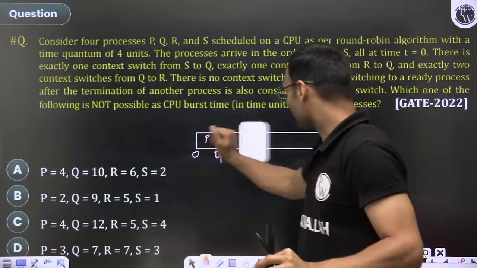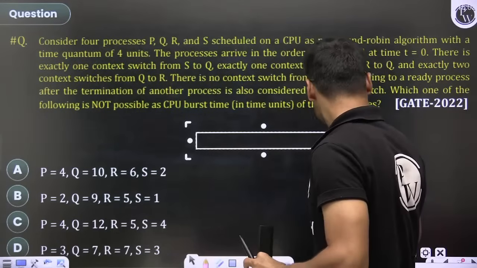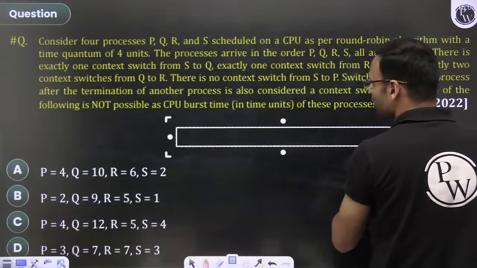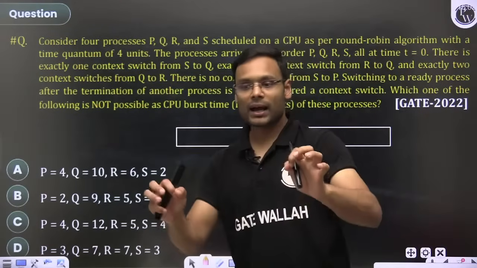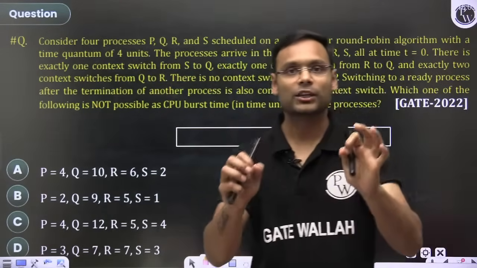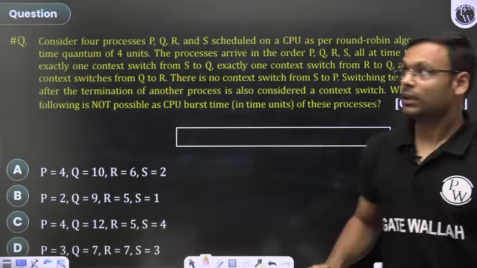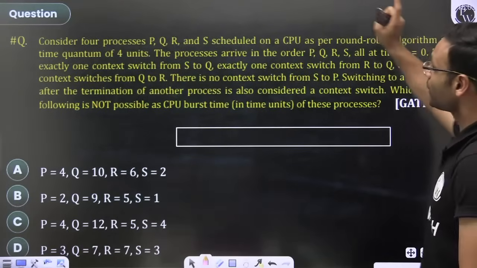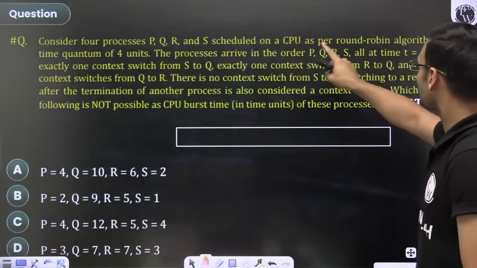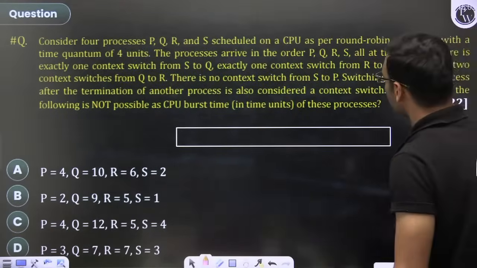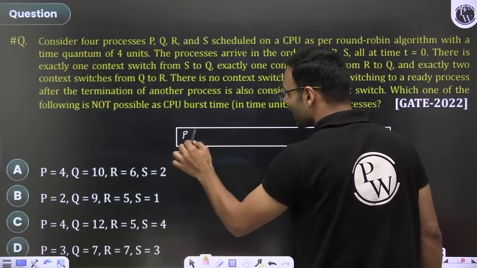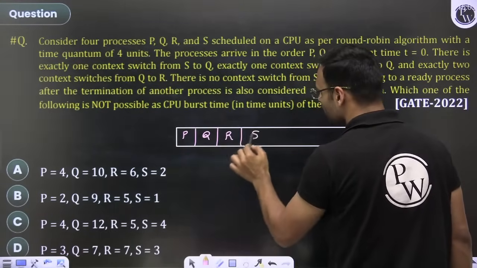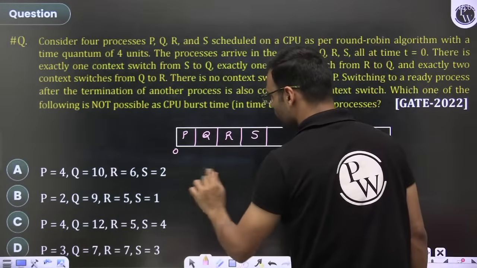Right? So based on the given information, I'll have to make a Gantt chart, and that will make my question easy to answer. See, PQRS are scheduled on the CPU with the round robin algorithm with quantum time 4. Processes arrive in the order PQRS at time 0. So if processes are arriving, every process will have at least one burst to run, from 0 to whatever.